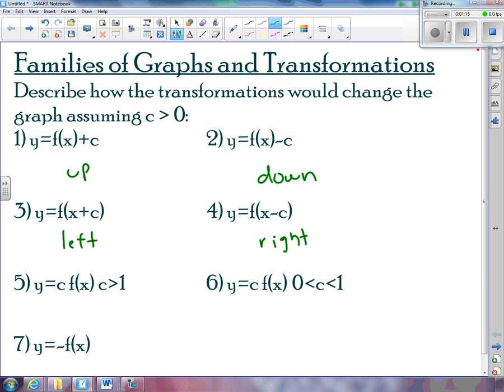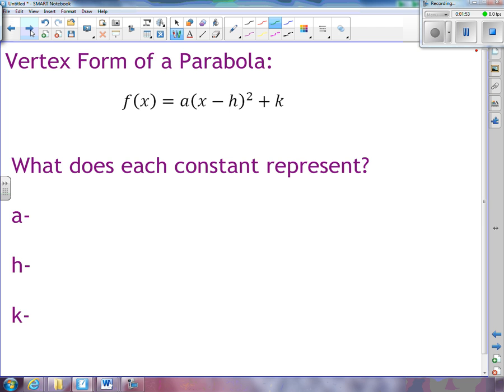And if I multiply a number on the outside of the function, that gives a vertical stretch or vertical compression to the graph. If the number is bigger than 1, it's a vertical stretch, meaning that it makes the graph skinnier. If the number is between 0 and 1, then it's a vertical compression, meaning that it makes the graph wider or fatter. If I have a negative multiplier on the outside of my function, all that does is flip it upside down.